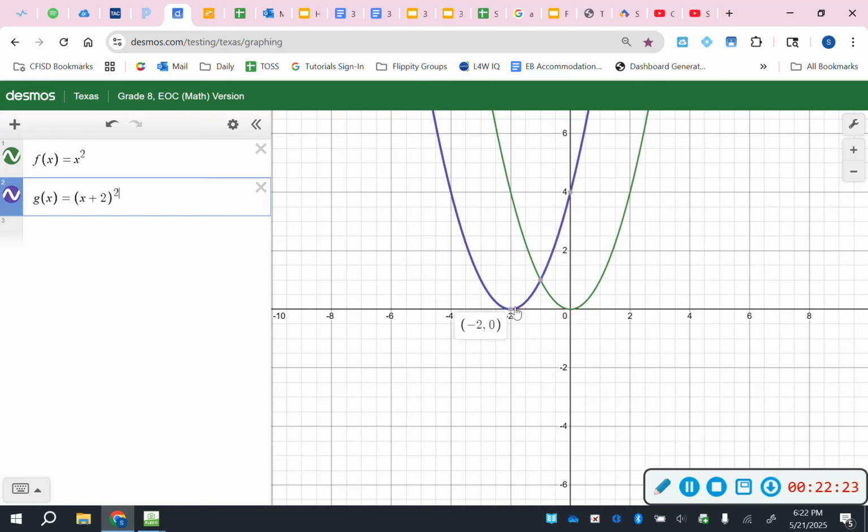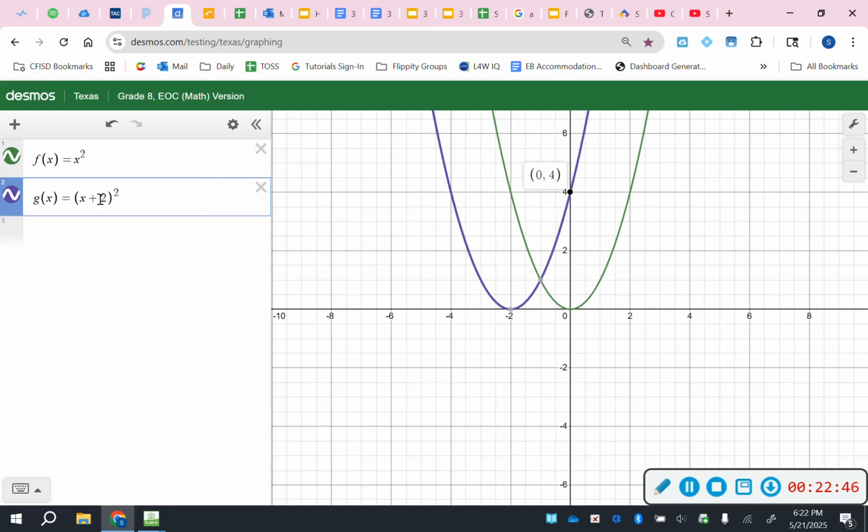So we have a new point at -2, 0. And I see we also have a point at 0, 4. And I'm just going to make a rough sketch. It doesn't have to be perfect. I do want to point out that hopefully we noticed that this was the original one, here's the new one. It moved to the left 2.